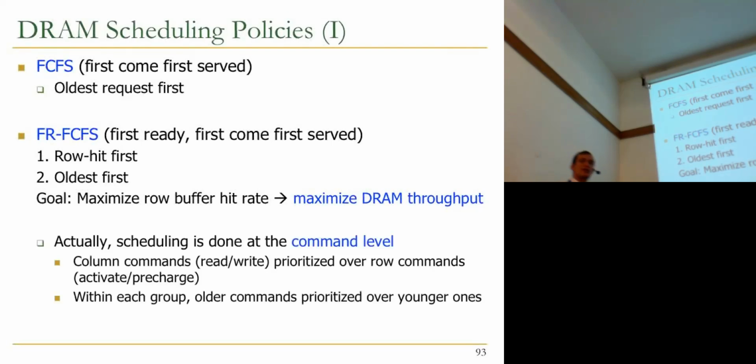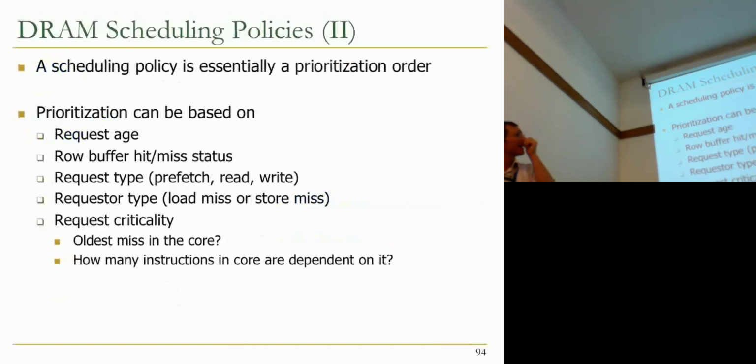And actually, the scheduling is done at the command level, right? You don't actually do the request level. You basically have the column commands, read and write, prioritized over row commands, activate and precharge. This is just something to keep in mind. You could do it at both levels, but this is something you can keep in mind. A scheduling policy is essentially a prioritization order. And this prioritization can be based on many things, and I'd encourage you to think about some of these things.